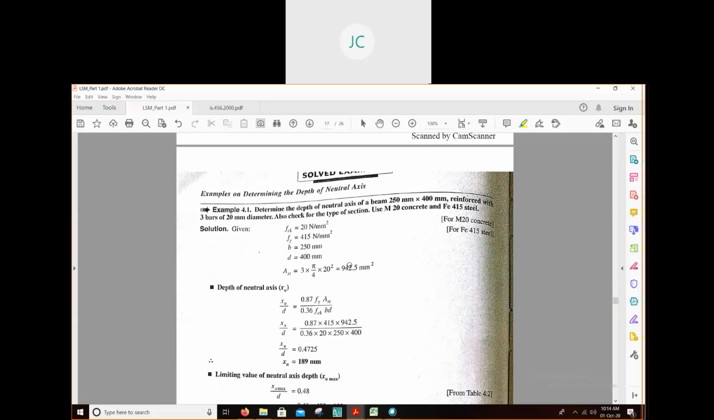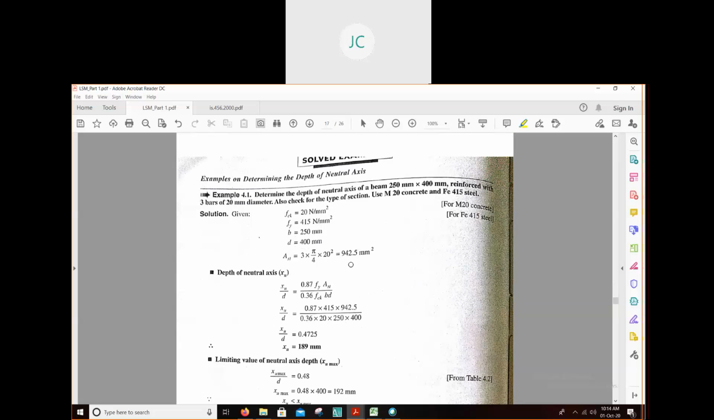Okay, so let us go to the first problem. See this problem. I hope all of you can see it. The first problem is a very simple one. We have to determine the depth of neutral axis. All of you read the question.